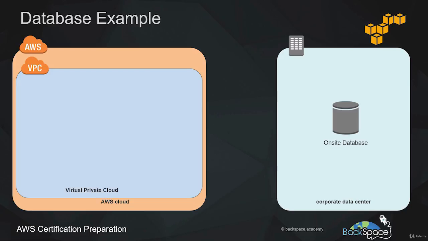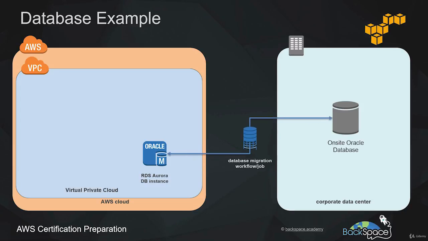Let's say we have an on-site Oracle relational database, and we want to migrate that over to Amazon Aurora on the AWS cloud. The first thing we could do is to launch an RDS instance in our virtual private cloud. And remember, a VPC is our own private space within the AWS cloud, and no one can enter it without us allowing them to enter. We could use a database migration service to migrate the data in that on-site Oracle database over to a target RDS Amazon Aurora server.